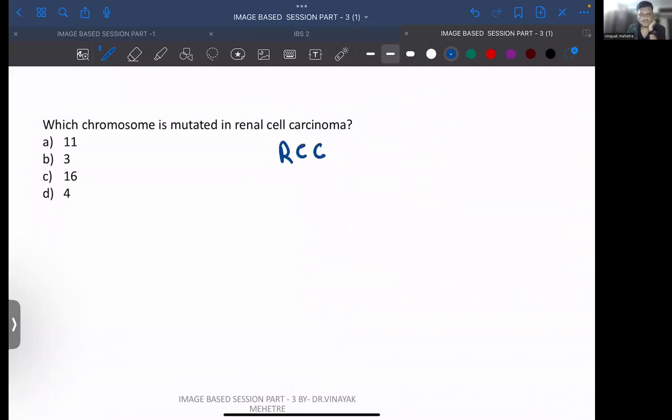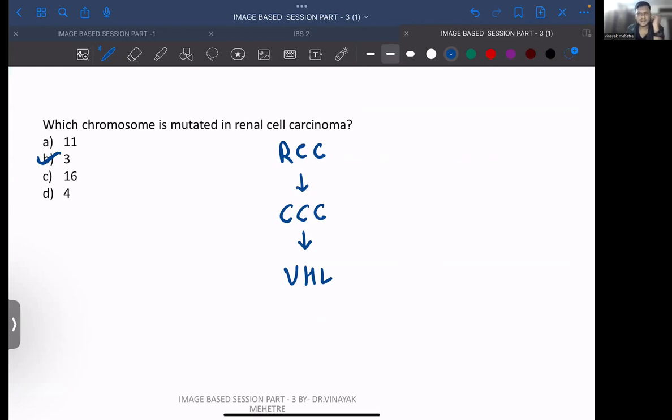Renal cell carcinoma. How many alphabets are there? 3. The most common type of carcinoma is renal cell carcinoma. Which type? That is clear cell carcinoma. Right? Again, the answer will be 3. Chromosome number 3. Which gene is mutated? The gene which has 3 alphabets. VHL gene. Right? So everything will be 3 in renal cell carcinoma.